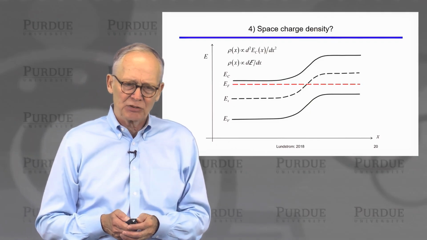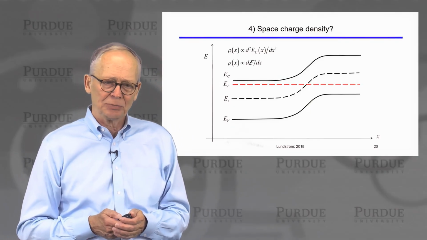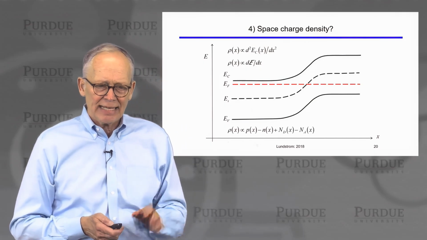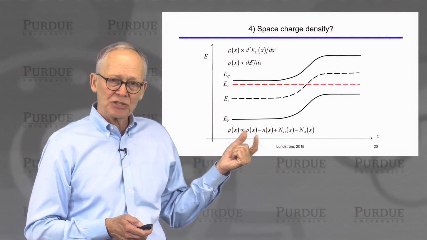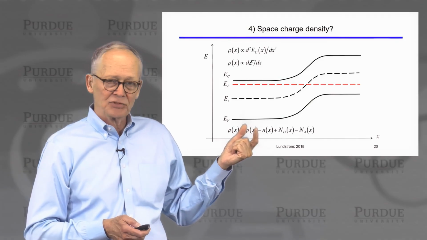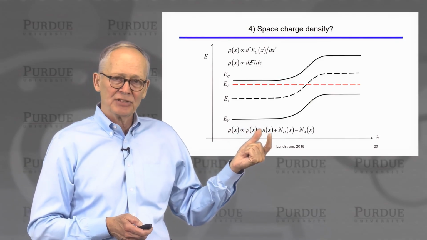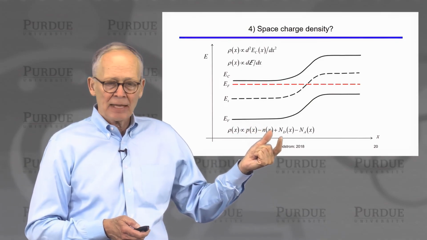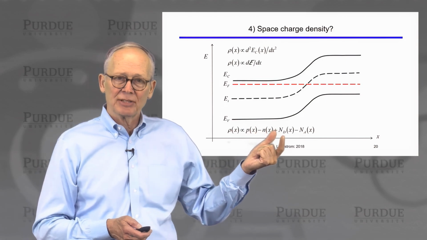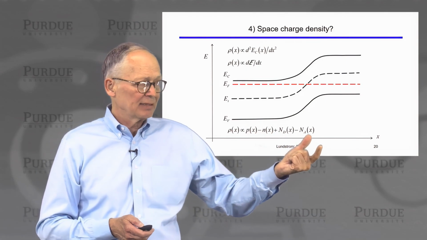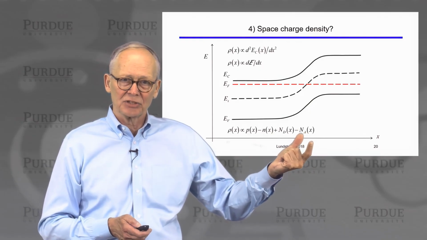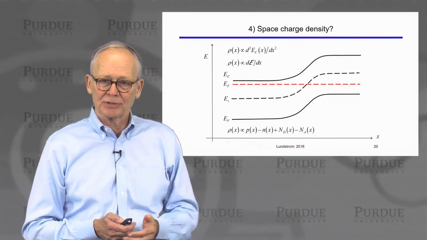So there's another way that we could try to get a handle on the space charge density. And that is by looking at the space charge density as the concentration of holes, positively charged, minus the concentration of negatively charged electrons, plus the concentration of positively charged ionized donors, minus the concentration of negatively charged ionized acceptors.